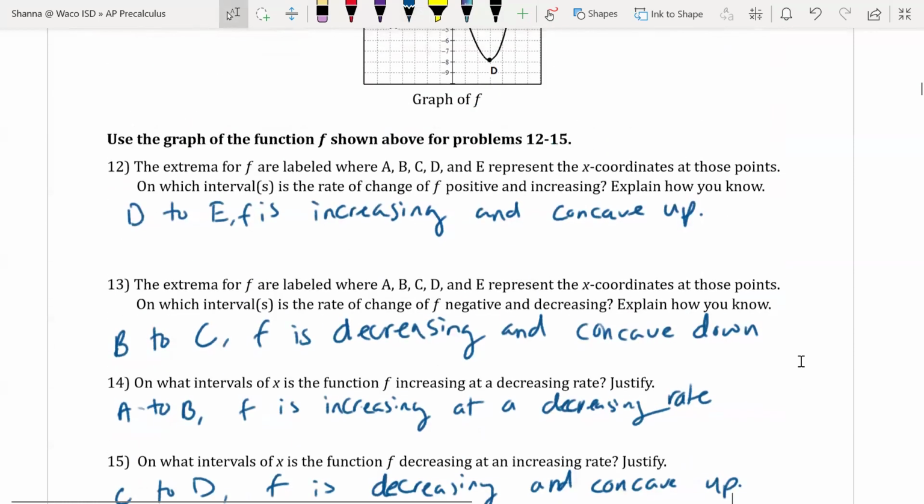All right. And I feel like I should have written here on this one. I did not talk about concavity. So let me add that in there. So F is increasing, but F is increasing and concave down.